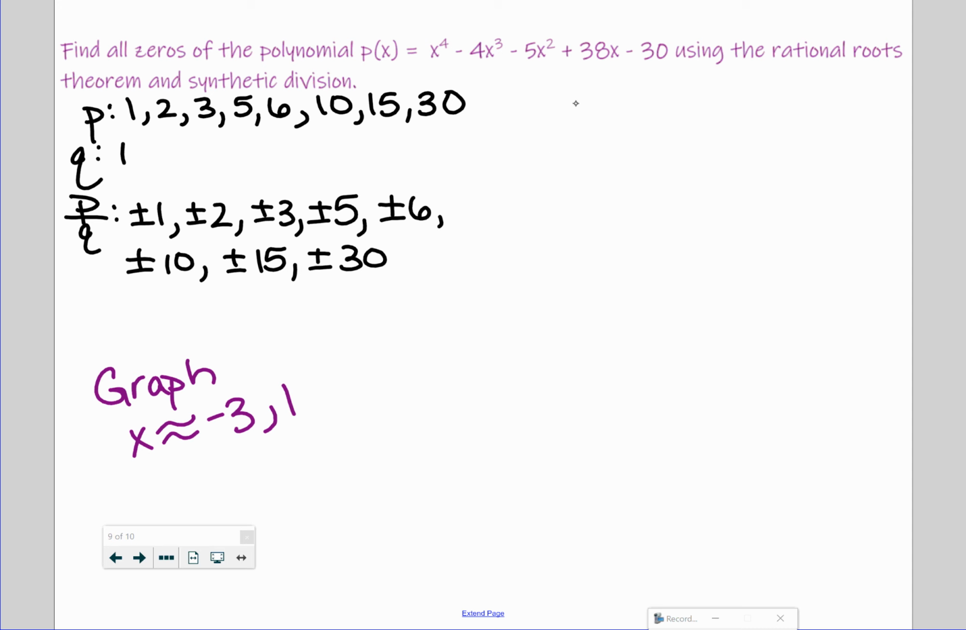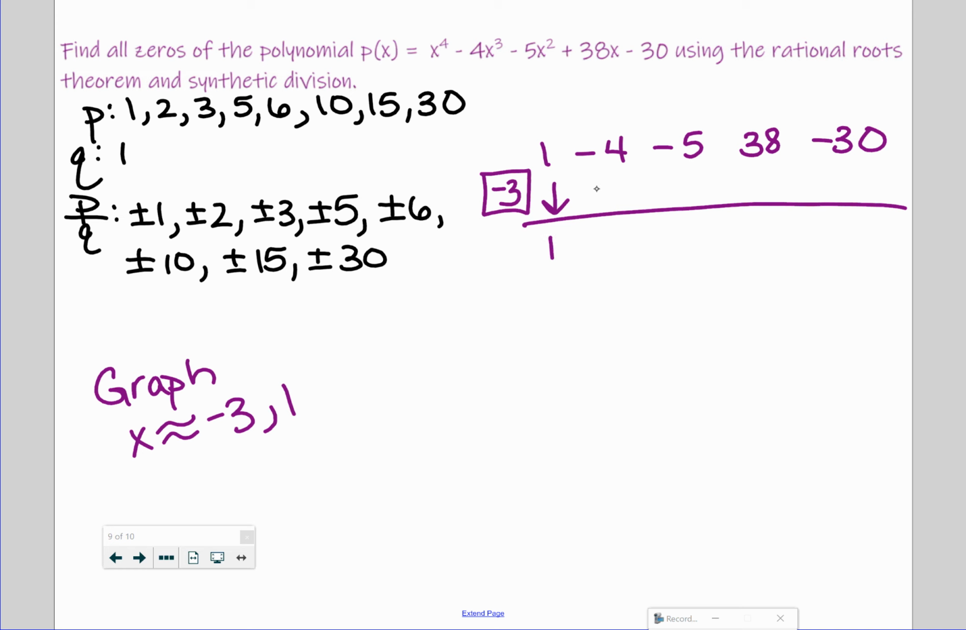So my coefficients for my synthetic division are 1, negative 4, negative 5, 38, negative 30. I am not missing any terms, but if you were, don't forget that 0 is a placeholder. You will get really frustrated with these problems. Your synthetic division is not going to work out if you are missing that 0. All right, so let's try negative 3 first.